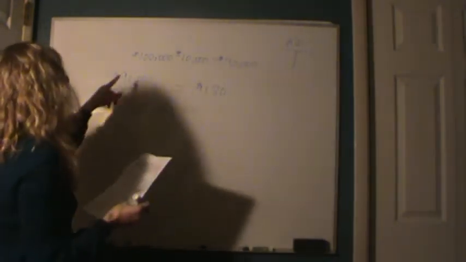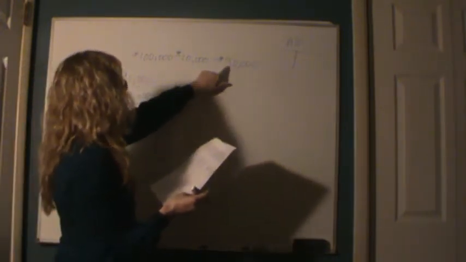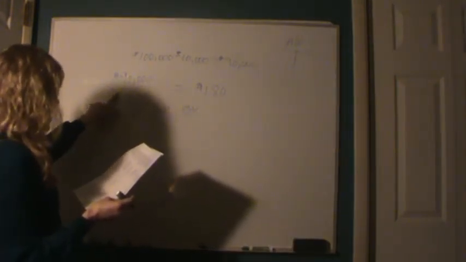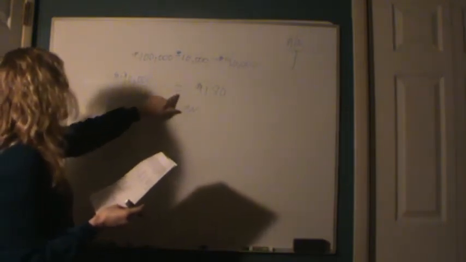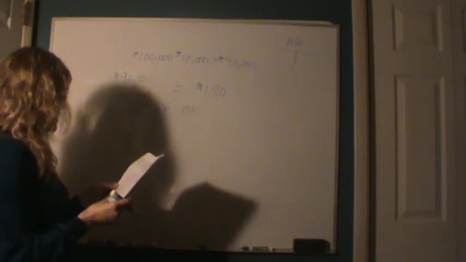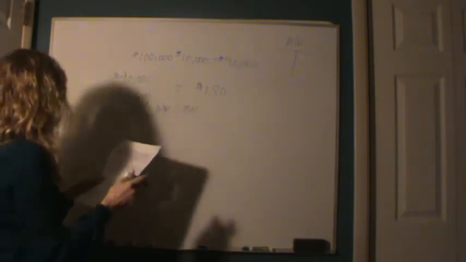So first of all, our cost was $100,000, salvage is $10,000, so that means our depreciable cost will be $90,000. We're going to divide the $90,000 by the total units. Our total units is 50,000, and we'll be depreciating at a cost of $1.80 per unit. So that's the depreciation cost per unit. So now let's look at each year.